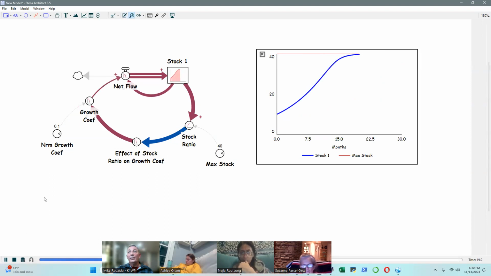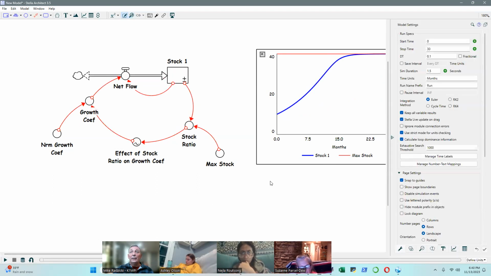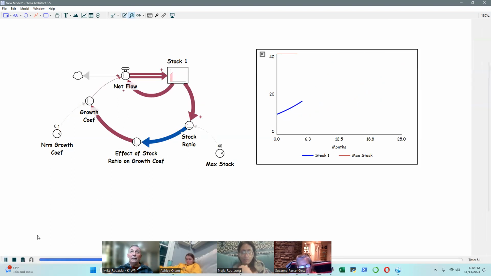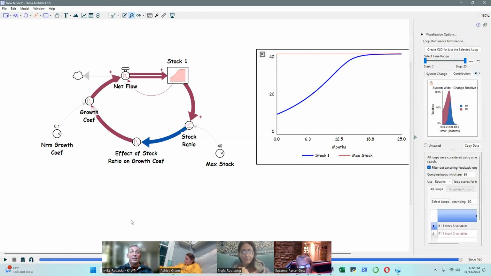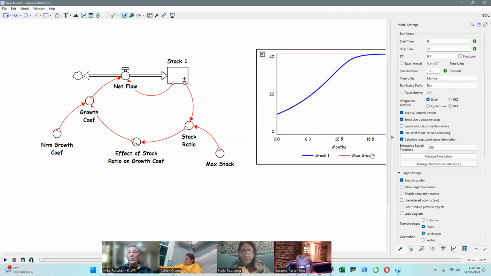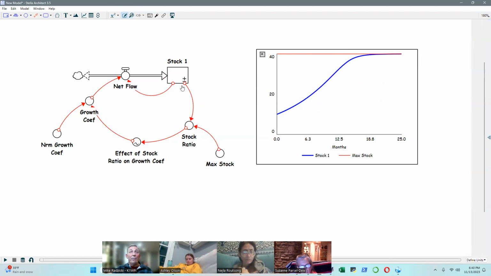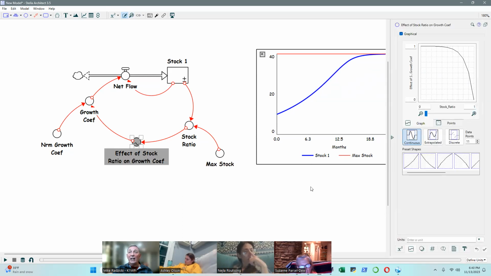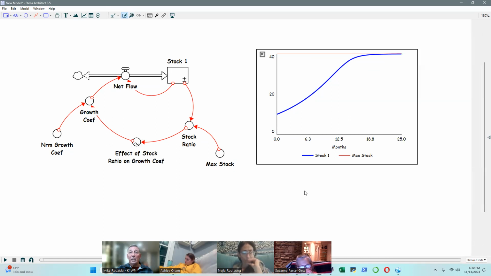Different ways to do it. Okay. So as you can see, we have that S-shaped pattern there. So we have a positive loop. We have a negative loop. We have a limiting factor. And we have a nonlinear relationship. So we have the 4 components.